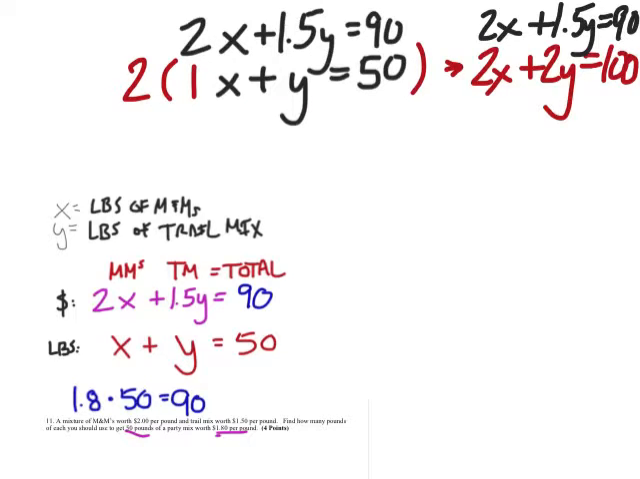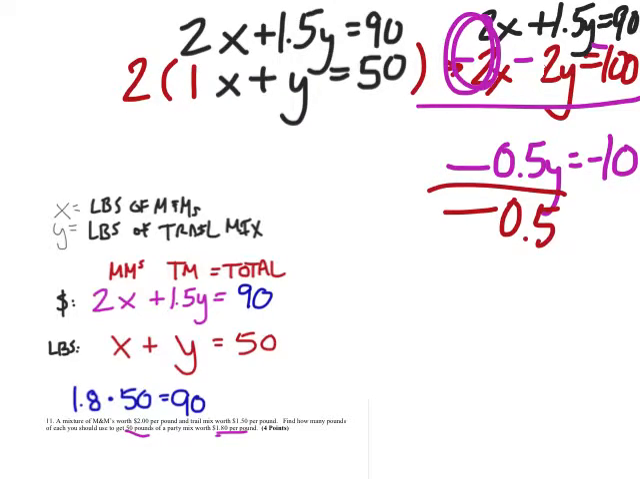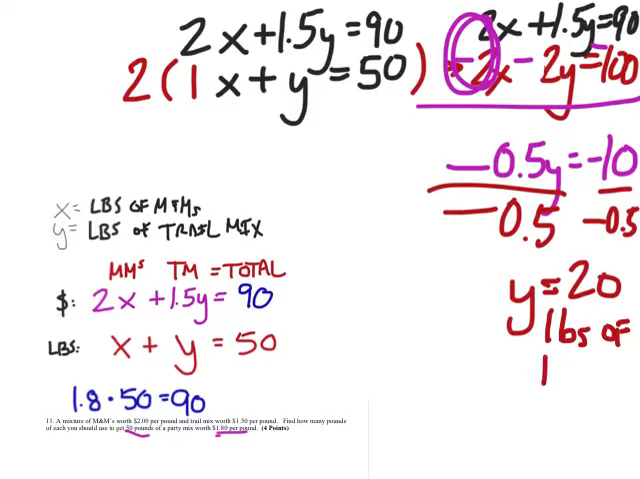Alright, well, we need those coefficients to be opposites, so what I'm going to do is go through these and change the signs of each one. And when I add these, y eliminates. I've got negative 0.5y equals negative 10. Finally, just dividing by negative 0.5 on both sides, that's going to make y a positive 20 there. So if we go back to this, we know that y is the pounds of trail mix, so we would say 20 pounds of trail mix.